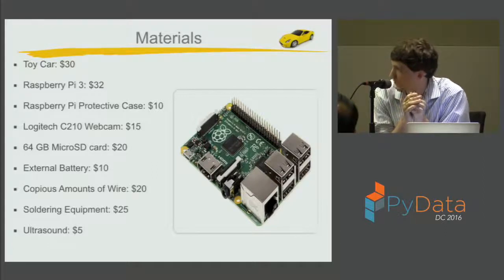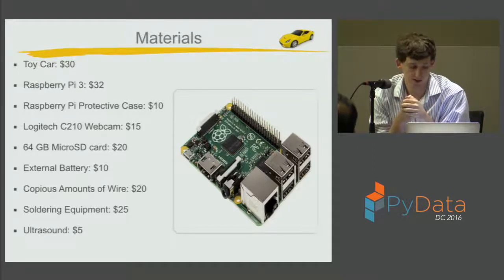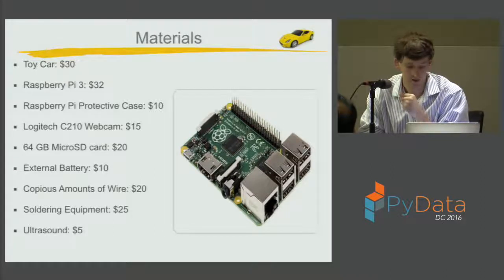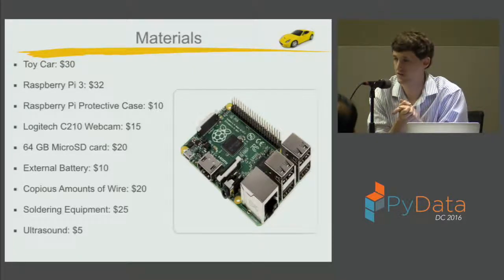You need copious amounts of wire. I broke a lot of wire when I was doing my soldering, and you want wires of different lengths, so just get lots of it. You'll need soldering equipment, and then if you want to do arbitrary obstacle detection, you want ultrasound modules, and those are pretty cheap. You can get like 10 of those for, I think, $5 if you order them from overseas.